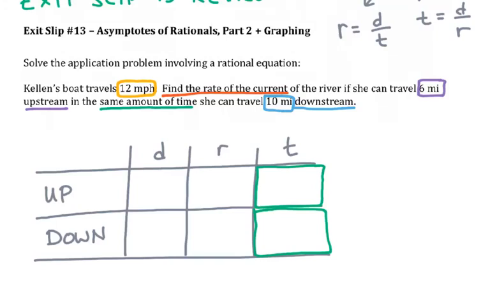So let's see what we can fill in for sure. I'm going to go ahead and fill in the 6 miles upstream. That's a distance, right? 6 miles is a distance. And specifically, it's a distance up. So 12 miles up would be the distance we're told for upstream. Similarly, 10 miles is a distance, and that's downstream.